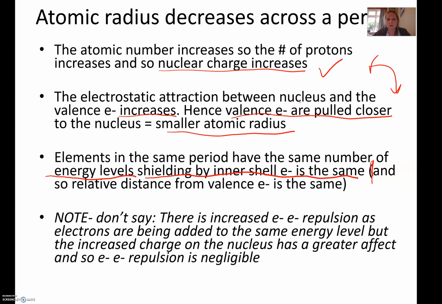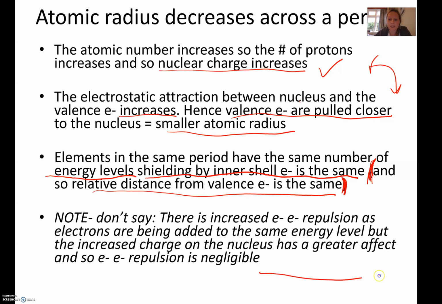I've had kids in the past who just really need to stick to a template, and so I've allowed them to say something along these lines that I've put in brackets, just so that every time they're doing the same thing. They want to do nuclear charge, energy levels, distance, and shielding by inner shell electrons. So they just want to say distance. And so this part in brackets is a way of getting around that. So you could say the relative distance from valence electrons to the nucleus is the same. However, technically you shouldn't say that, because the whole discussion is that you're saying that the atomic radius is smaller, so therefore the distance will actually be less for the element further to the right of the periodic table.